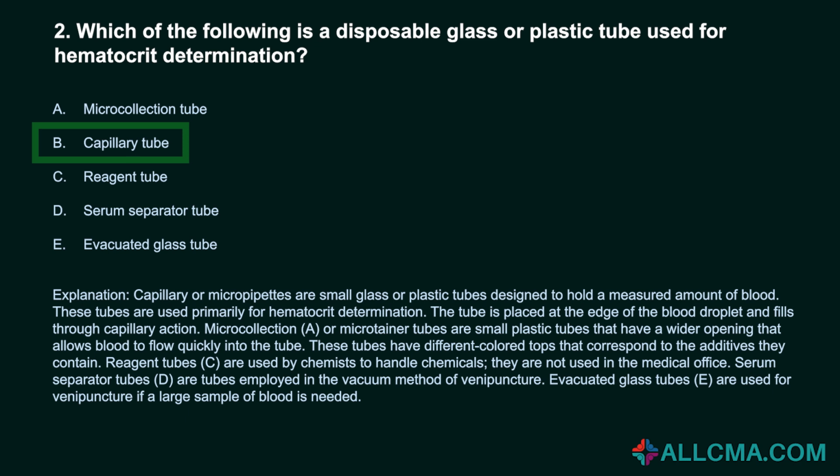Reagent tubes, C, are used by chemists to handle chemicals. They are not used in the medical office. Serum separator tubes, D, are tubes employed in the vacuum method of venipuncture. Evacuated glass tubes, E, are used for venipuncture if a large sample of blood is needed.